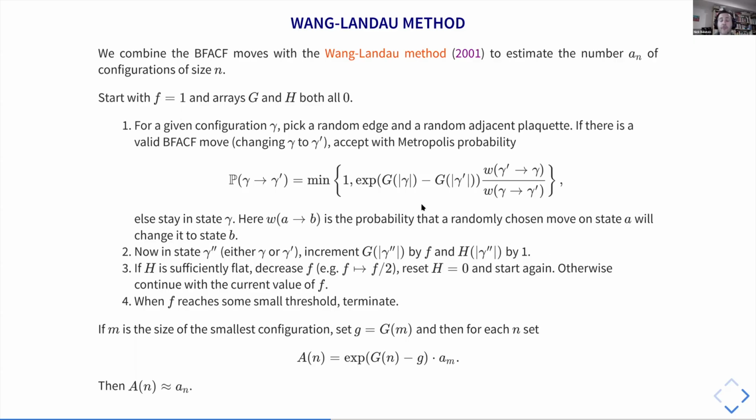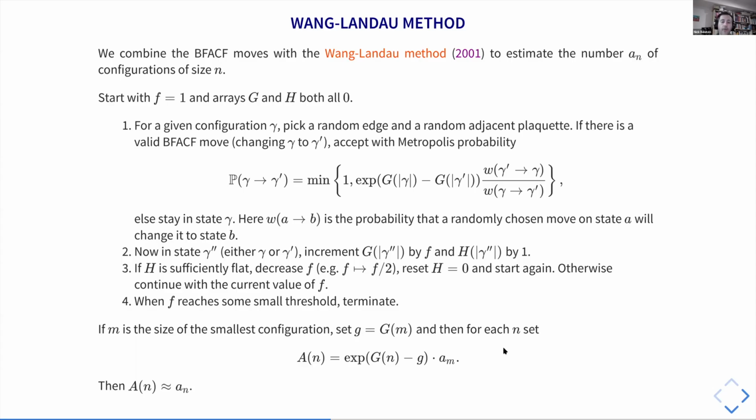Crucially, these Metropolis probabilities depend on G. And so G is changing over and over as we go. And for H, we check for flatness, and then once it's flat, we reset H, we decrease f, and then we go again and again and again. Eventually f gets pretty small, and once it reaches some threshold, we stop.